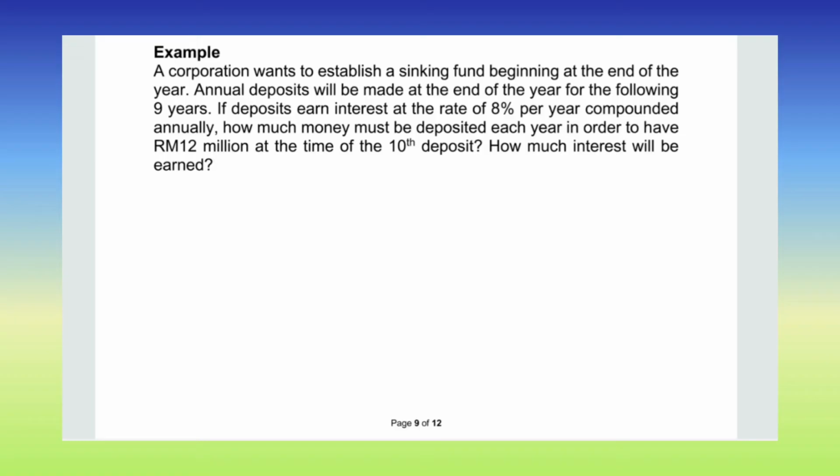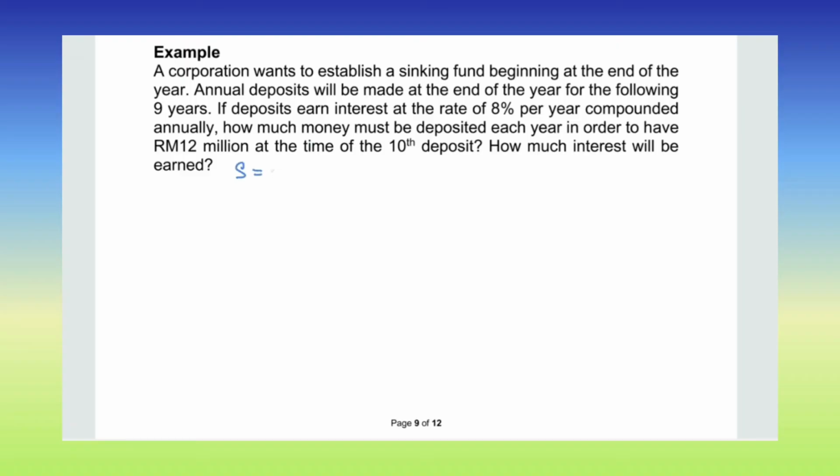A corporation wants to establish a sinking fund beginning at the end of the year. Annual deposits will be made at the end of the year for the following 9 years. If deposits earn interest at the rate of 8% per year compounded annually, how much money must be deposited each year in order to have RM 12 million at the time of the 10th deposit? How much interest will be earned? So list down all the information given.